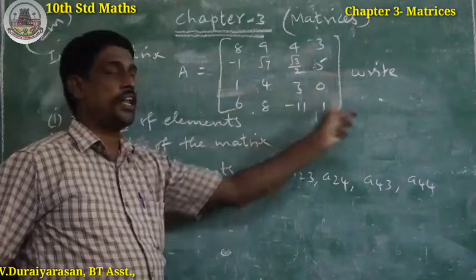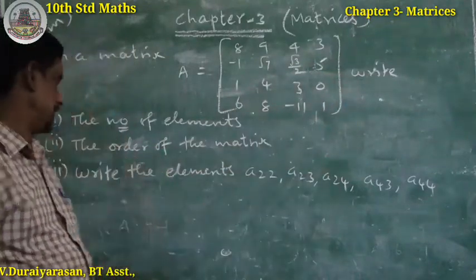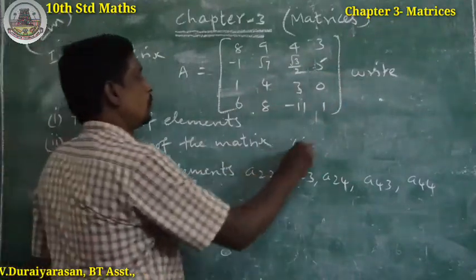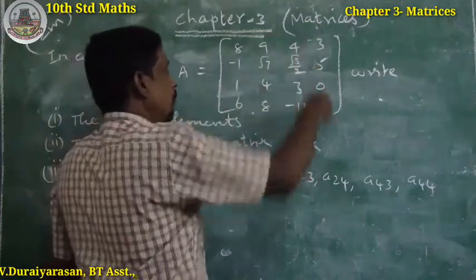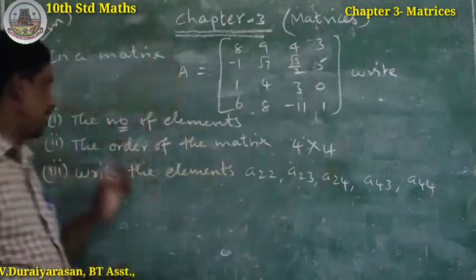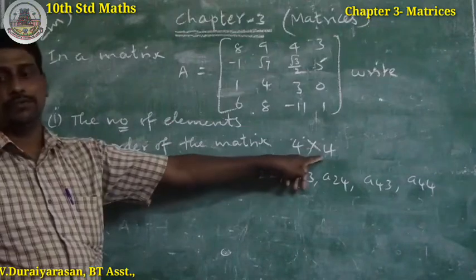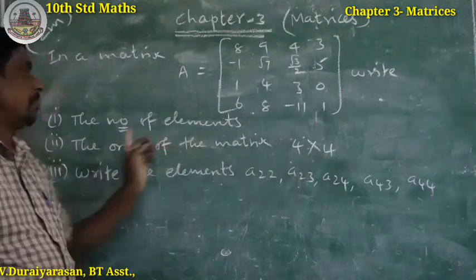1, 2, 3, 4. 4 rows. So, 4 rows. How many columns? 4 columns. So, what is the order of the matrix? 4 by 4. 4 by 4 is the order of the matrix.